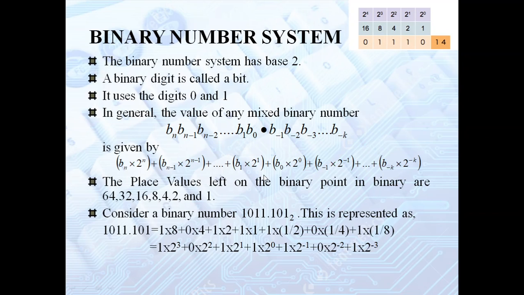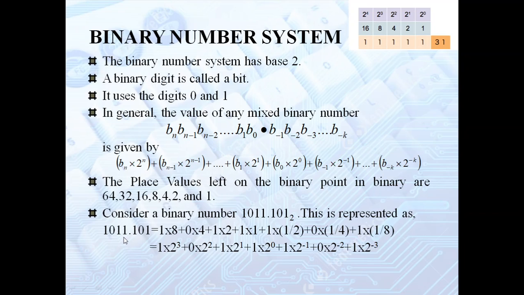In the binary number system, the weight is expressed as a power of 2. The place values left of the binary point are 64, 32, 16, 8, 4, 2 and 1. The place value is the value represented by a digit in a number on the basis of its position in the number. Consider a binary number 1011.101 to the base 2. This is represented in this form.